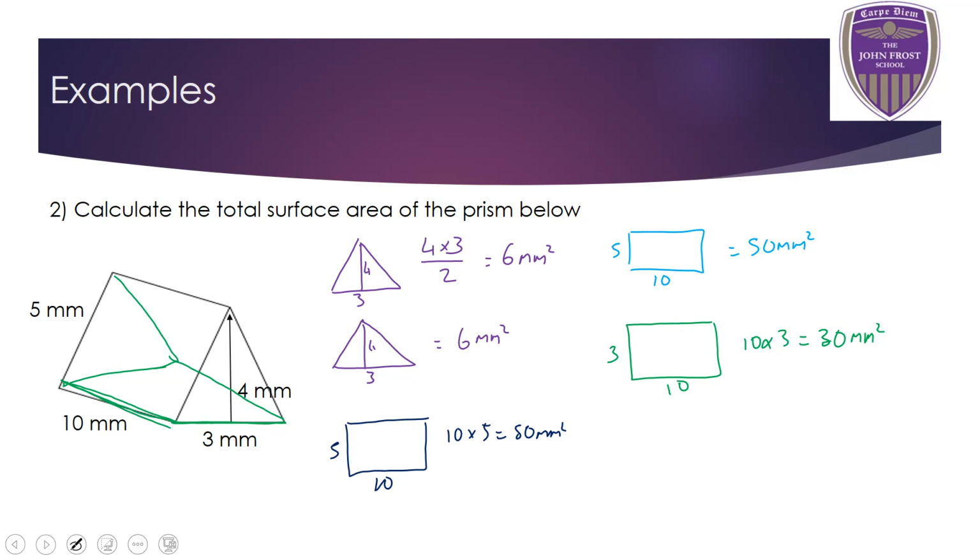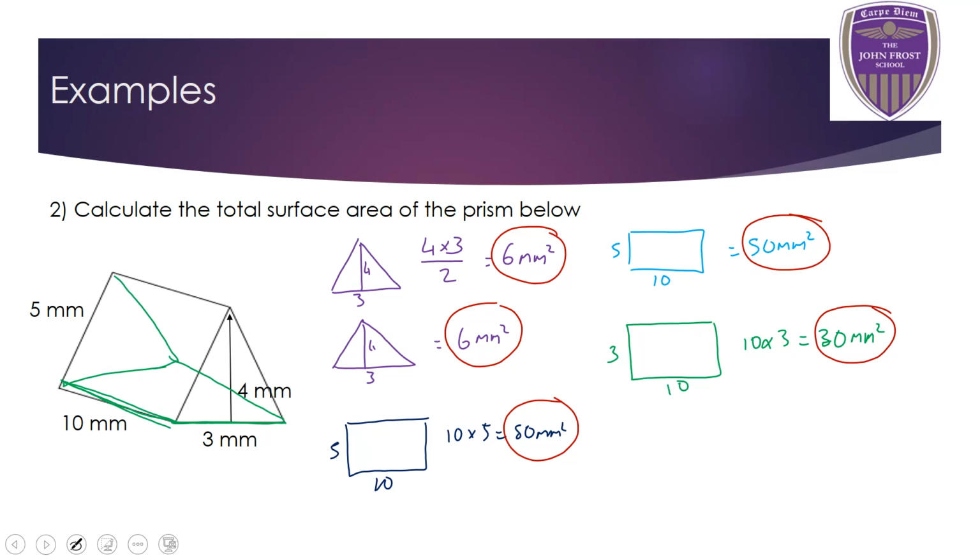Now again, I've got my 5 areas, and I need to add them all together to give me the total surface area on this shape. So calculate them now to give me a total of, well, 50 and 50 is 100, plus 30, 130, 2 6s are 12, so add that on to 130, 142, and it'll be millimeters squared. And that is the total surface area for this triangular prism.